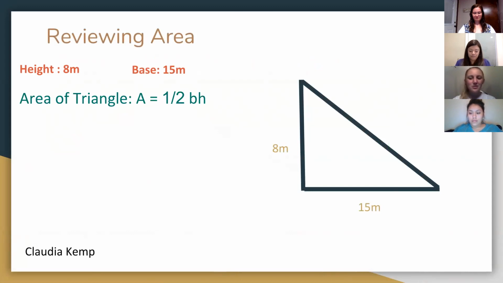Jessica, using the given triangle, what would the formula be to find the area? 1/2 times 15 times 8. That is correct. So using this example, it would be 1/2 times 15 times 8. You would then solve and find that the area is 60 meters squared. Thank you, Claudia.